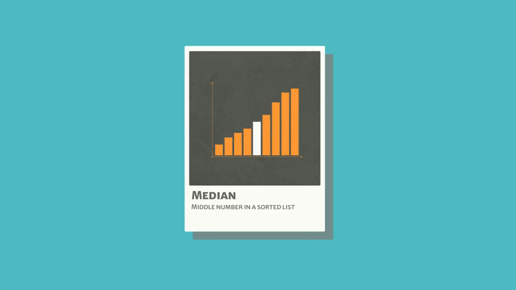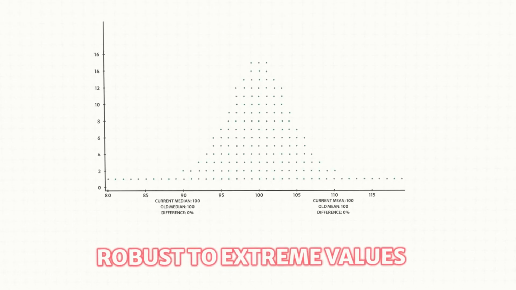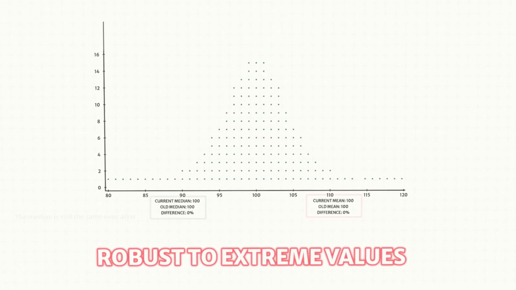There is another statistic that preserves the midpoint. The median preserves this midpoint because it is robust to the extreme values one might have in the data. A statistic is said to be robust if removing some data tends to not change the value of the statistic.